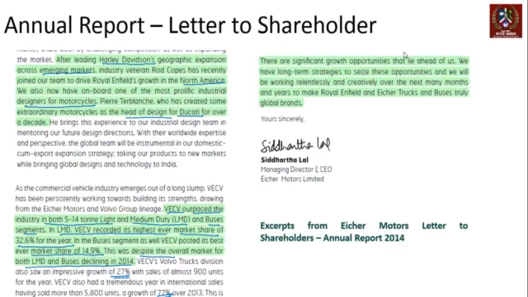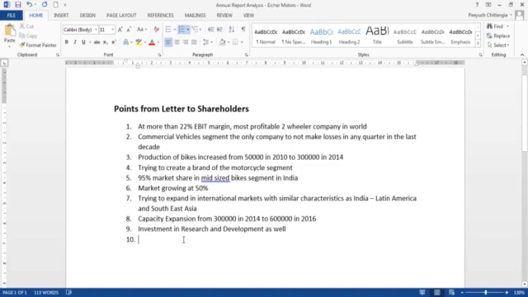And then the final concluding remarks, which say there are significant growth opportunities that lie ahead of us. We have long-term strategies to seize these opportunities and creatively, over the next many months and years, make Royal Enfield and Eicher trucks and buses truly global brands. So they have global ambition that they are trying to play out. There will be a lot of focus on exports as well that will happen from this. So what else do we learn? Let's put all of this also in our document and put this in.